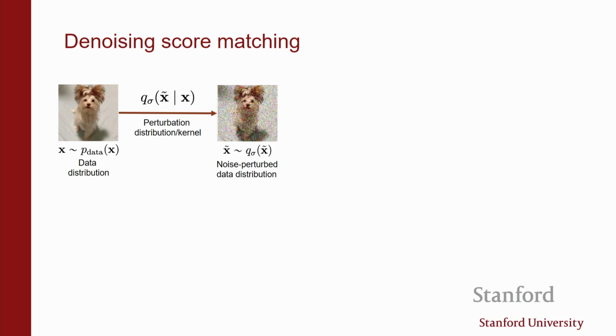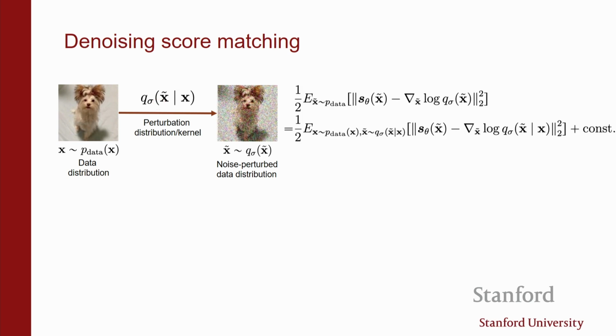So you have some kind of noise kernel, which is just a Gaussian at the end of the day, that will take a sample X and add noise to it. And that defines a new distribution, Q sigma, which is what you get by convolving the original data distribution, which is unknown, with some Gaussian kernel. So it's just a smoothed out version of the data distribution. And it turns out that estimating the score of this Q sigma instead of P data is actually efficient.